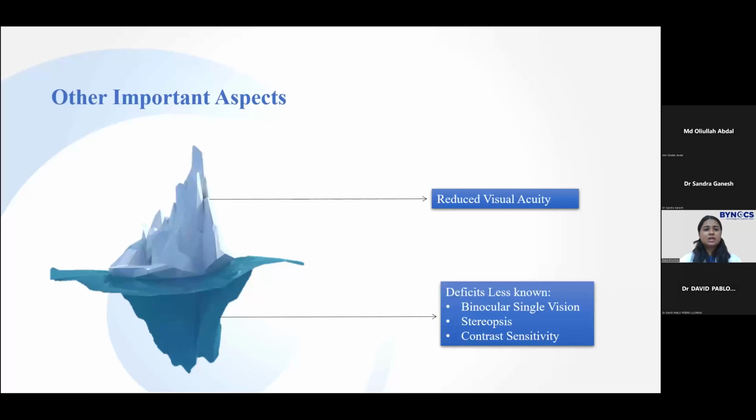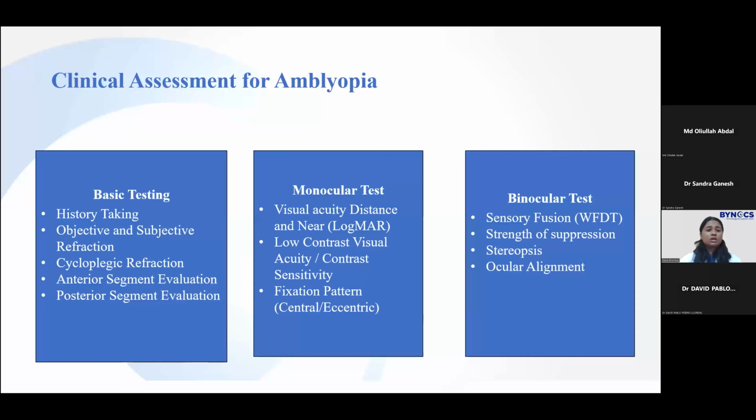With recent advancements, we know amblyopia should not only be associated with reduction in visual acuity. The other aspects which are also deficient are binocular single vision, stereopsis, and contrast sensitivity, which we always forget in our clinical assessment.